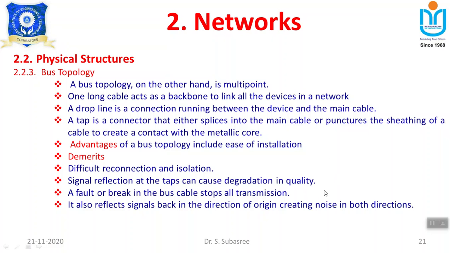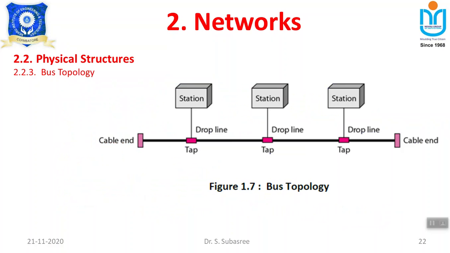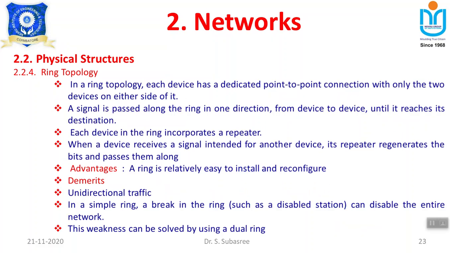Is it not? Because if all the other stations are simultaneously performing data transmission, obviously degradation of the signal will take place, and a fault or break in the bus cable stops all transmission. This is the biggest disadvantage of bus topology. It also reflects the signal back in the direction of origin, creating noise. So the reverse direction is also possible; the signal can transmit in the reverse direction too.